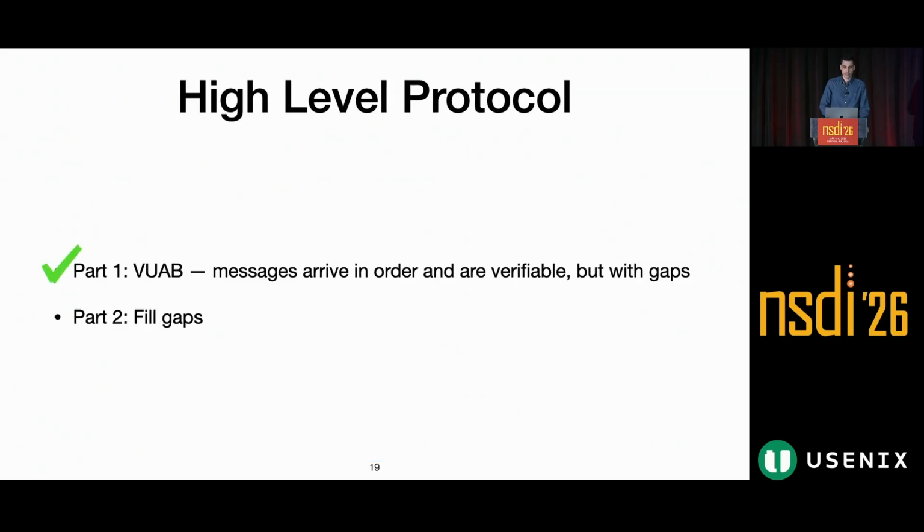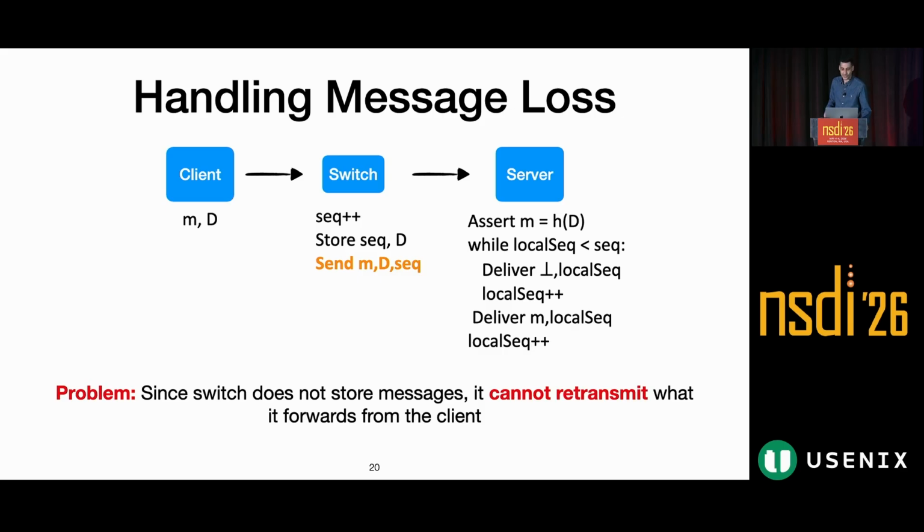Now, VRAB is very powerful because it solves BFT in executions when there is no packet loss. Unfortunately, we assume that the network is lossy, so we do eventually have to deal with that. So again, as I mentioned earlier, we cannot retransmit messages because the switch does not store them.